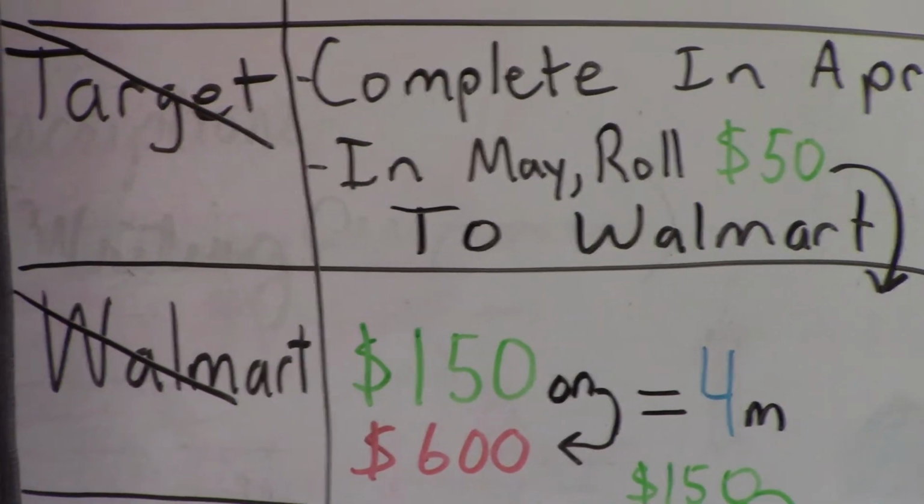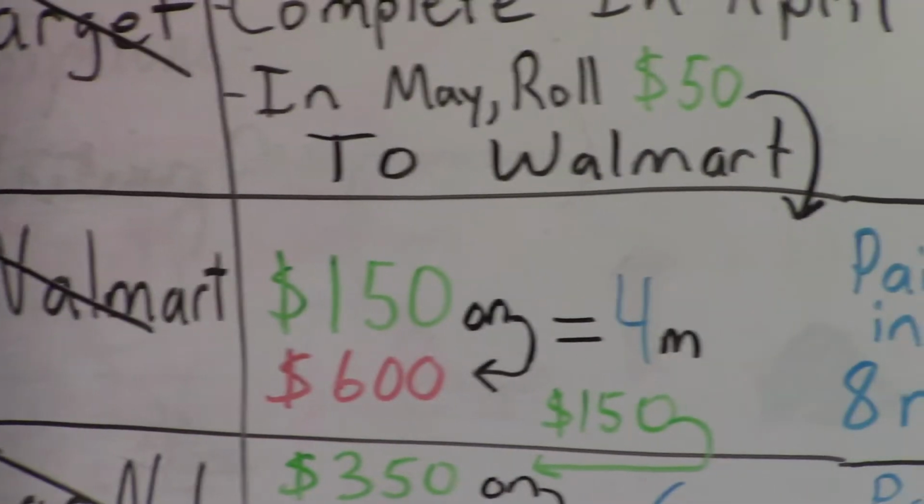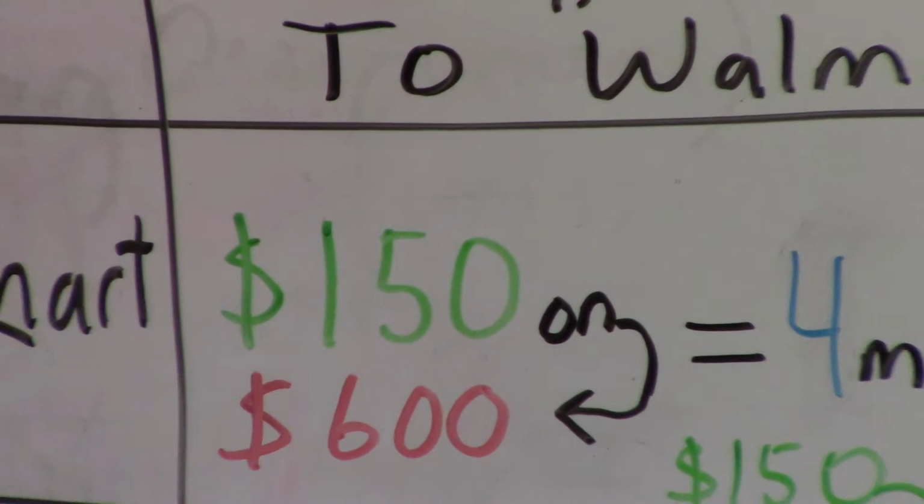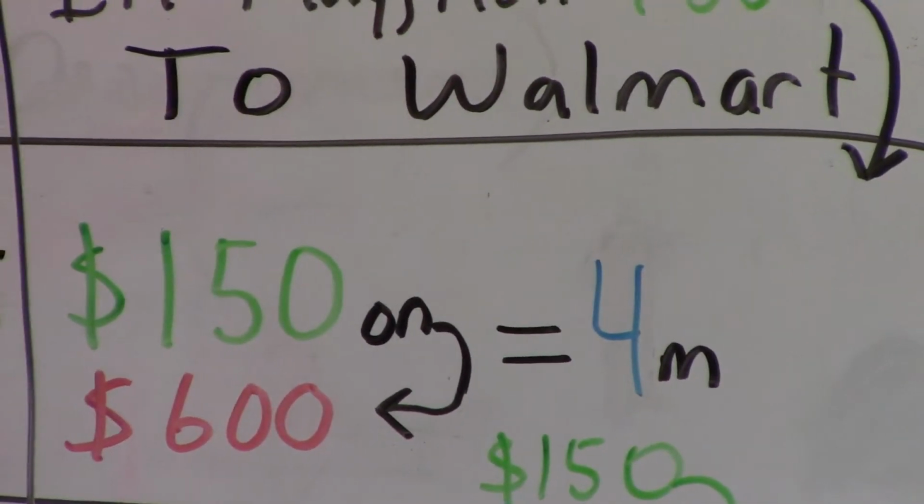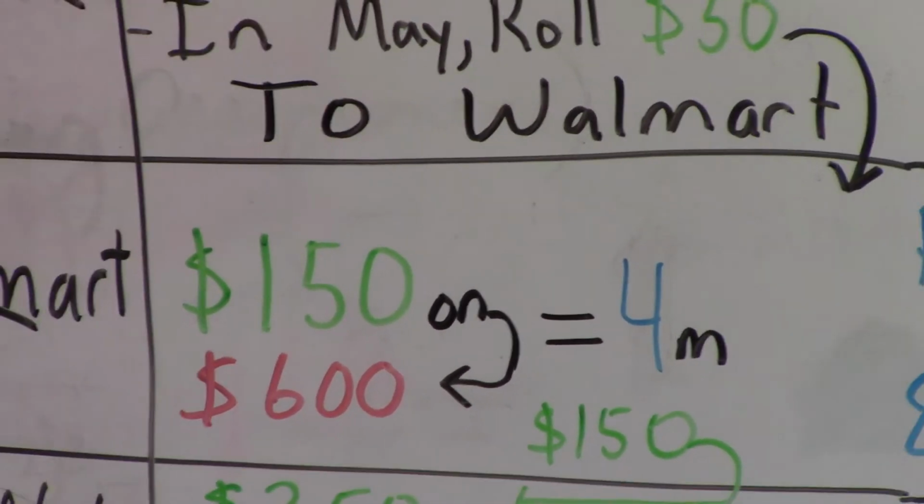So we take that $50 from Target that we were paying and is done with. We add it to the $100. So now we're putting $150 on the $600. That'll take 4 months to knock out that $600. 4 times 150 is 600. So now all of a sudden you get Walmart knocked out of the park.